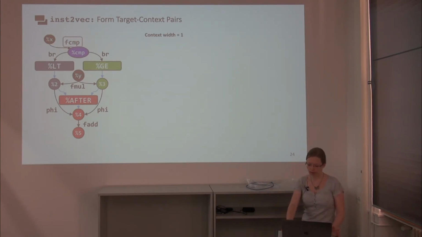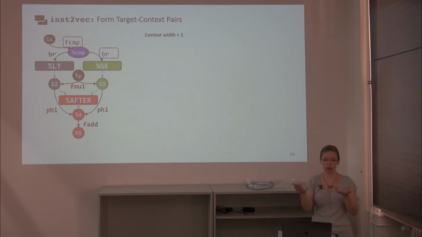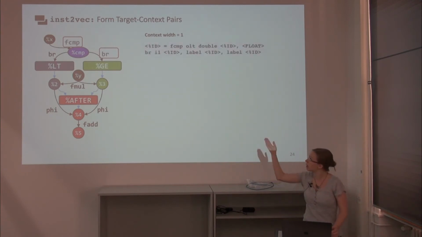So if we were to build the statement pairs of context width 1, we could take, for example, these 2 highlighted statements, because they are adjacent in the XFG. And then we'd end up with the following pair. And that would be 1 pair in our training set.